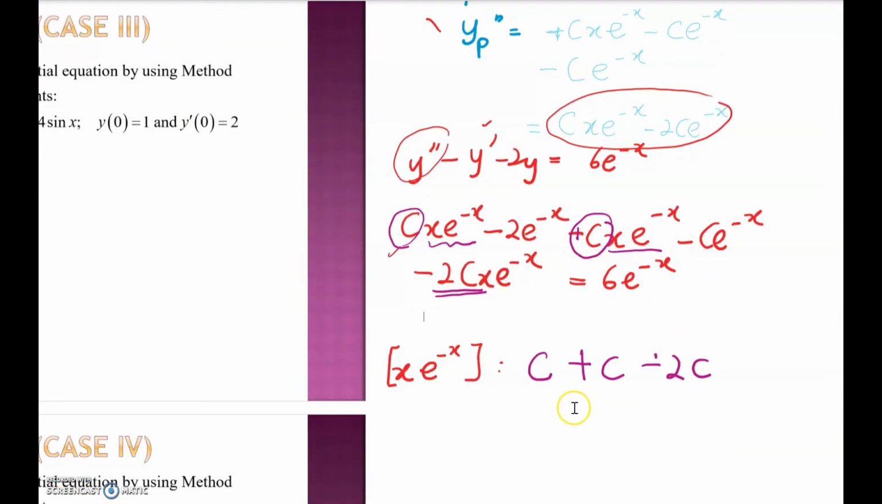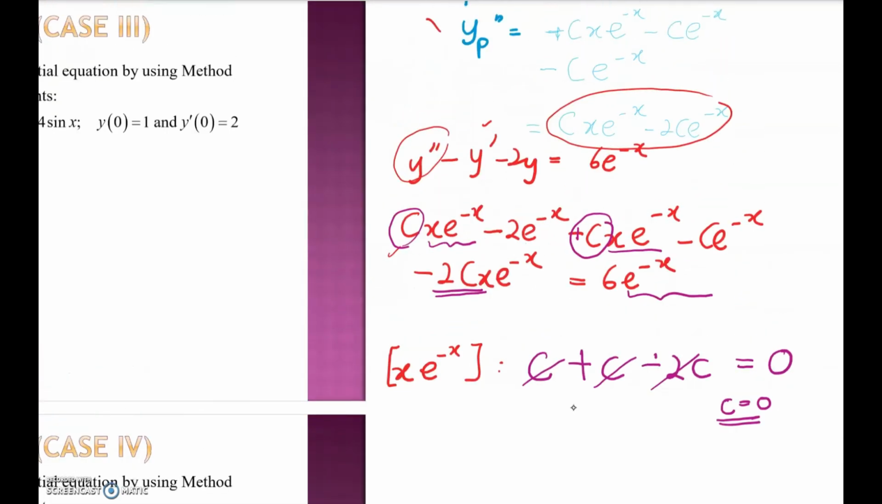Okay, so equals to, ada tak term x e negative x dekat sebelah kanan? Tak ada kan? So yang bila tak ada, so kita equate to 0. Kita tengok c tambah c is 2c, minus 2c is 0. So kita tak boleh kata c equals to 0. So we just put this one for x e negative x.